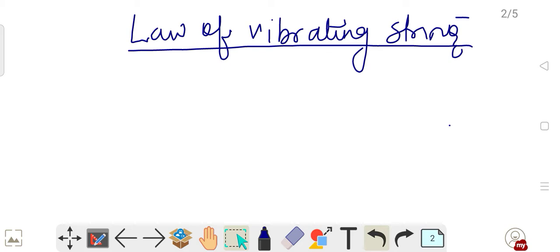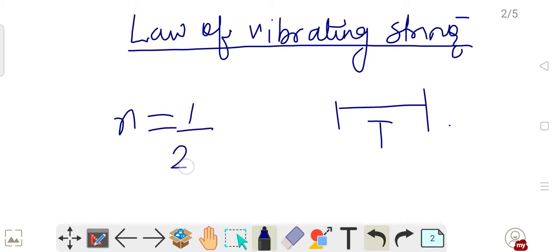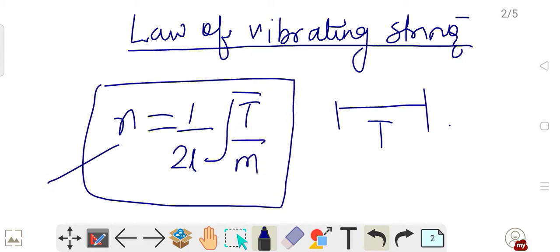The laws of vibrating string say that the fundamental frequency of a vibrating string, n, and if there is a string then it will have a particular tension, isn't it? It is given by n equals 1 upon 2l root over T upon m. This n is the fundamental frequency. Now from this formula you see there are three laws that are coming.